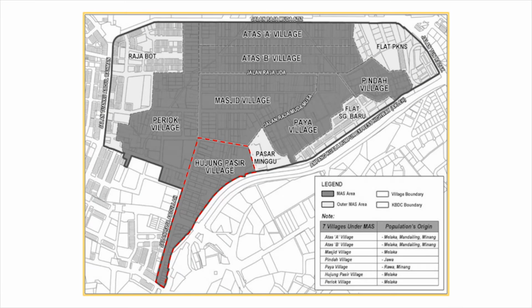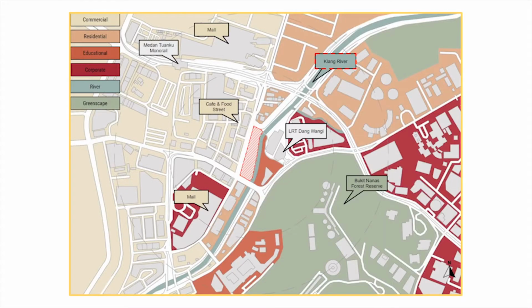The site is located at the edge of Kampung Baru, which is also called Hujung Pasir Village. As we zoom in closer into the microsite, you will notice that it is located right next to the Klang River. Public transits such as LRT and monorails are located near the site for convenient access. On the west side of the site, it mainly consists of a commercial district. Cafes and food street are located quite near the site too, with the Bukit Nanas Forest Reserve at the southeast side.